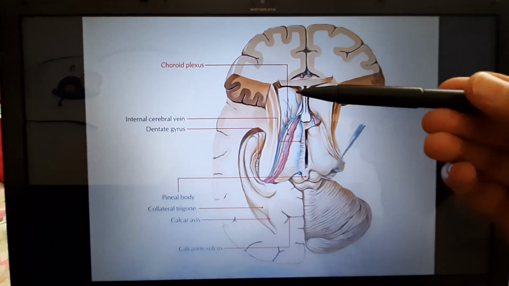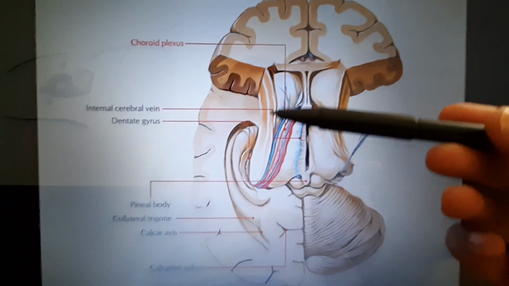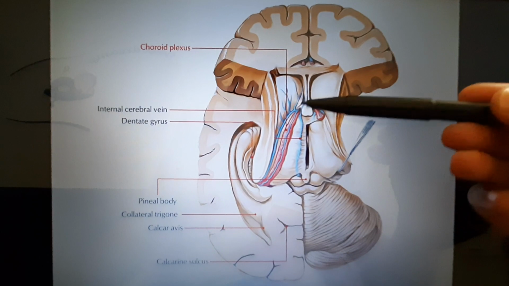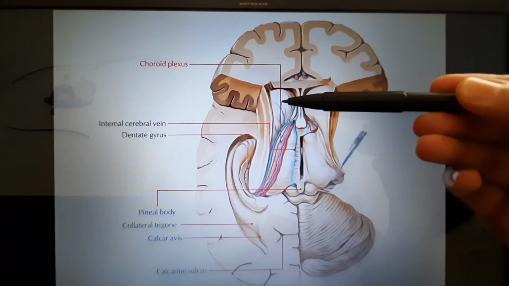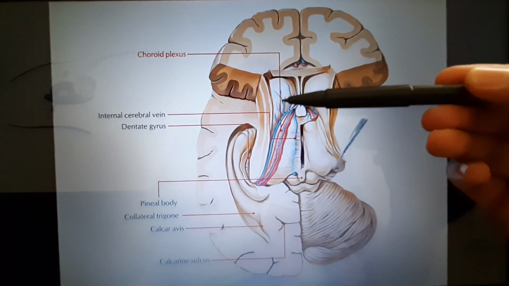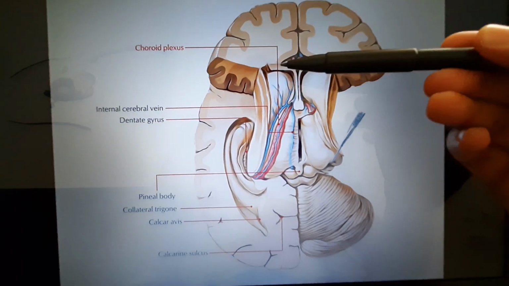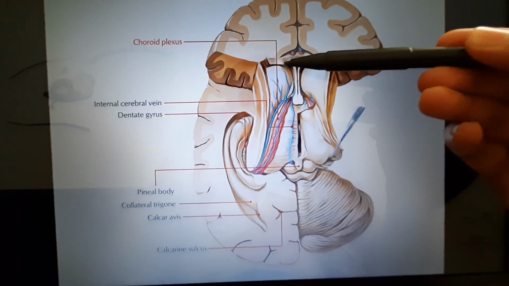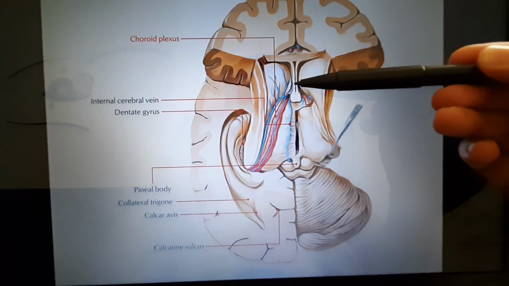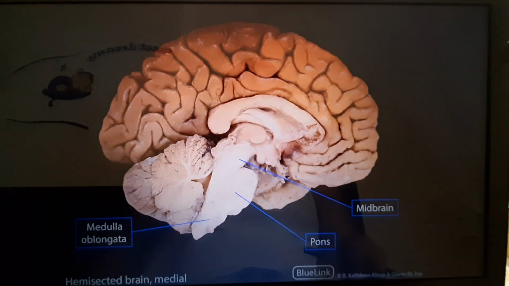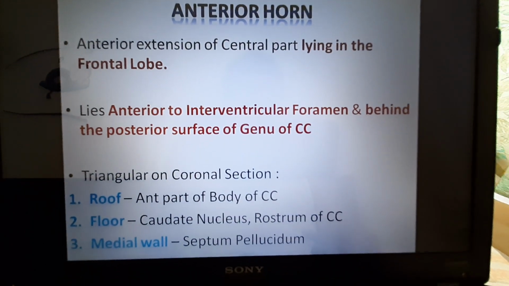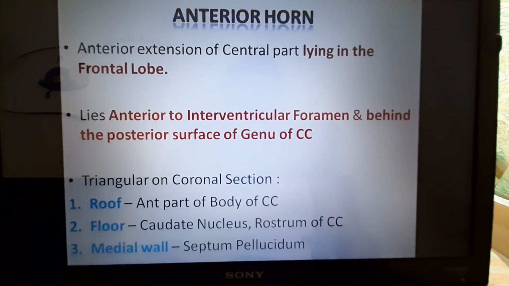This is again a transverse section of the brain, where you can see the area of the anterior horn of the lateral ventricle, where at the base you have the caudate nucleus. The roof is again formed by the corpus callosum over here, you can see. And the medial wall is occupied by the septum pellucidum.